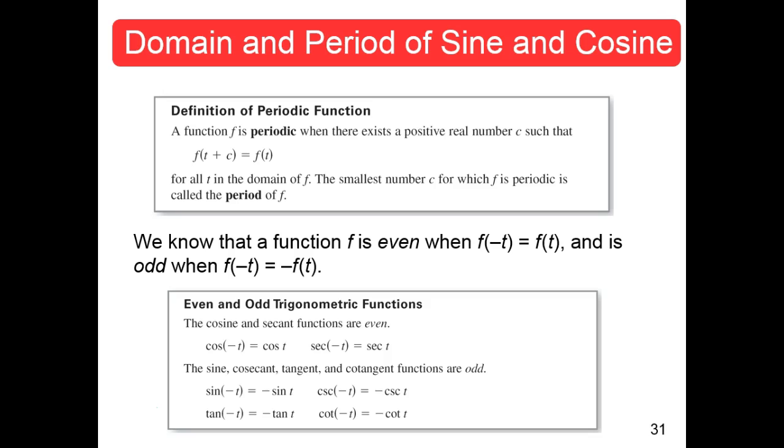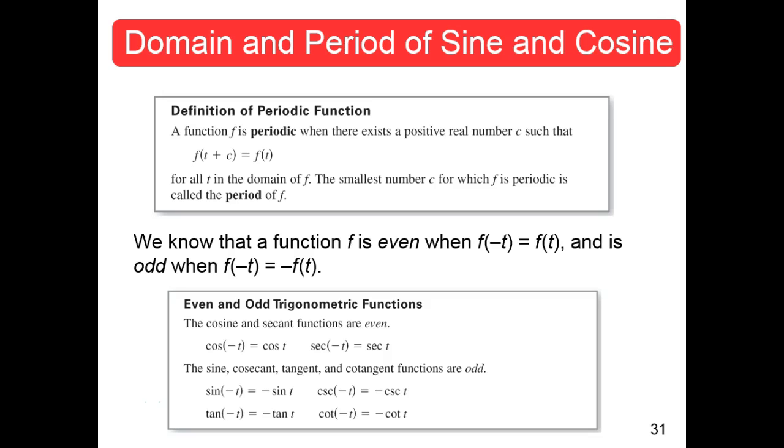Definition of a periodic function. A function f is periodic when there exists some positive real number c such that f of t plus c is always equal to f of t. If there is some number c that's always true, then we say f is periodic for the period of c. Well, almost, we got that far. For all t's in the domain. The smallest c for which it's periodic is called the period of f. You could have said 17 pi. Yeah, that works too, but that's not the smallest. The smallest is 2 pi for sine and cosine.